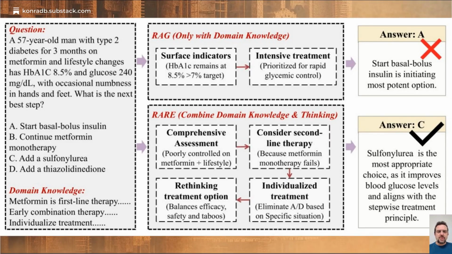It considers the full context, including treatment history and individualized care principles. This leads to the correct recommendation, adding a sulfonylurea as second-line therapy. This example shows how RARE produces more medically sound reasoning and better clinical decisions.